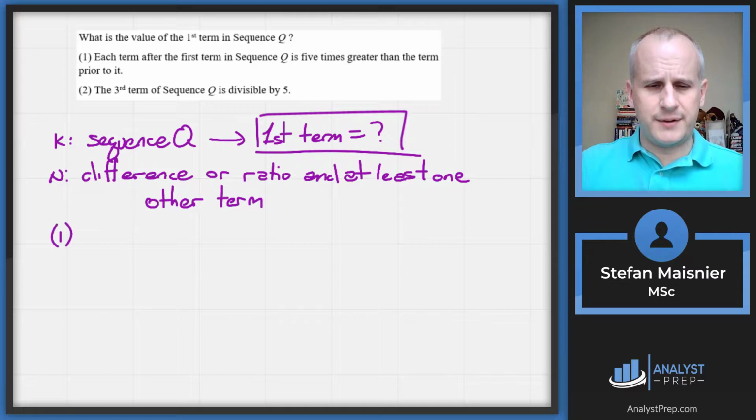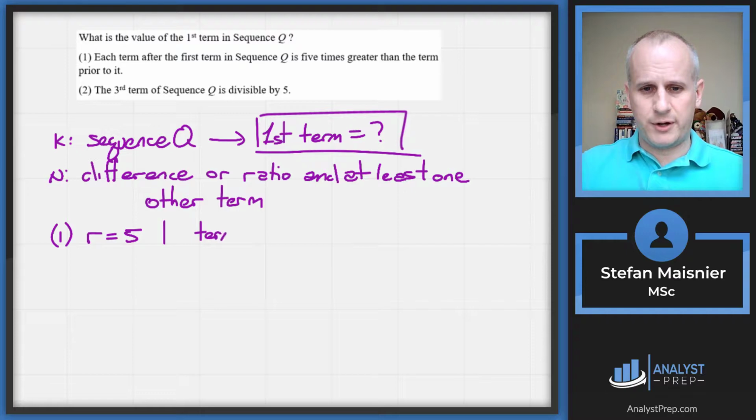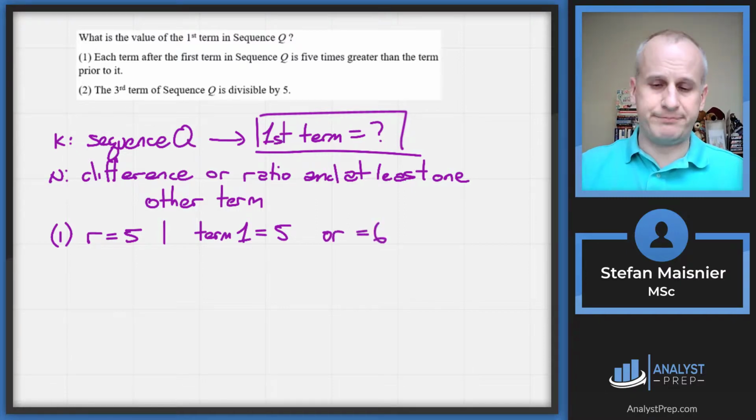So condition 1 says that each term after the first term in sequence Q is 5 times greater than the term prior to it. So that means that my R for the sequence is equal to 5. But I have no idea what term 1 is, because we could have term 1 equal 5, and then everything gets multiplied through, or it could equal 6. I have no idea. Because again, you could multiply 6 or 5 by R to get to the next term, and the terms would just be different. So by itself, that's not sufficient. Our answer choices are B, C, or E, of course.